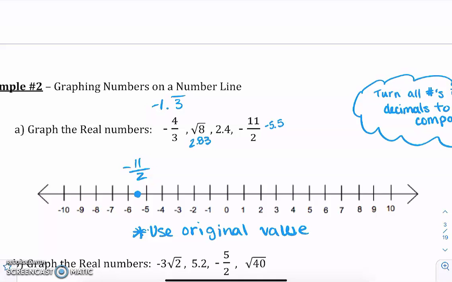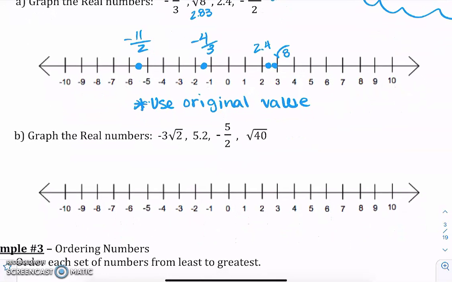So there's your -11/2. The next one is -1.3, which is in between -1 and -2. But again, use that fraction. Then you've got 2.4, which is just 2.4. And then the square root of 8 is also in between 2 and 3, 2.8. But use that original value. So you're still going to turn everything into decimals, but when you go to plot them, use that original value that the problem gave you.